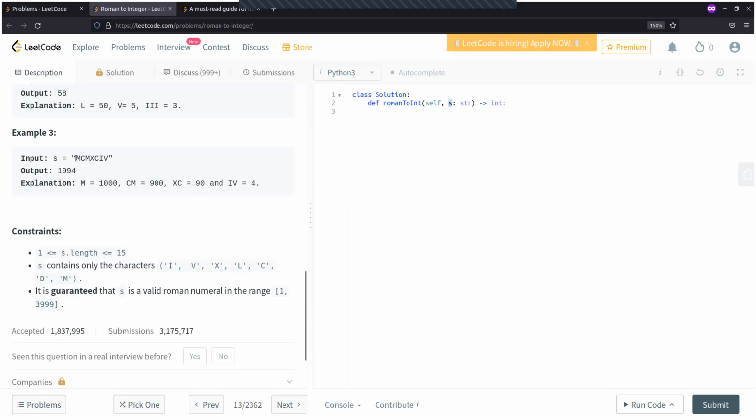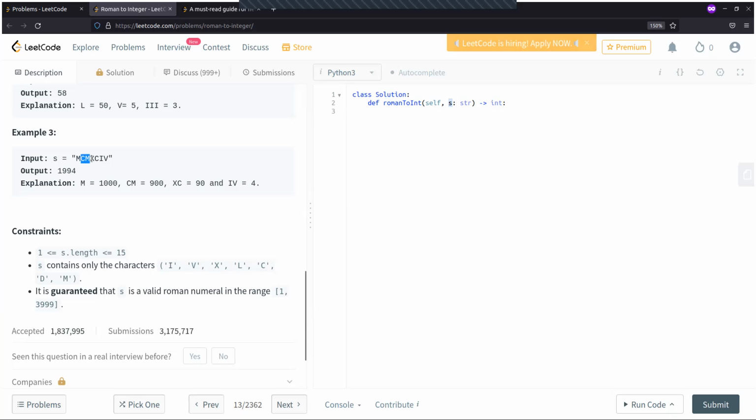Understood? So here M is 1000. The character at the higher index is C, which is 100, which is lower. So we will add 1000, then C. Next, M has a higher value and it is also at a higher index, so we will subtract C from M. So CM will be 900. So we will add M 1000 plus CM 900.